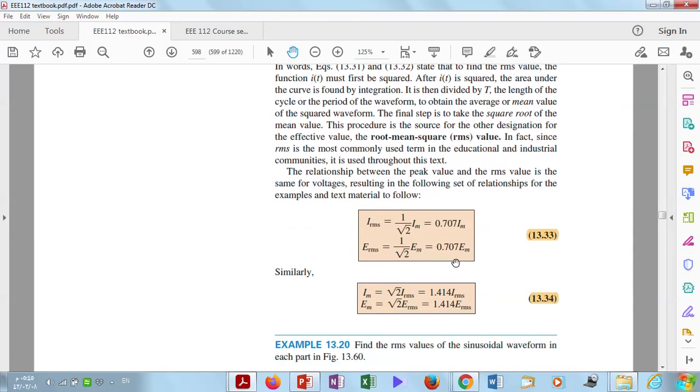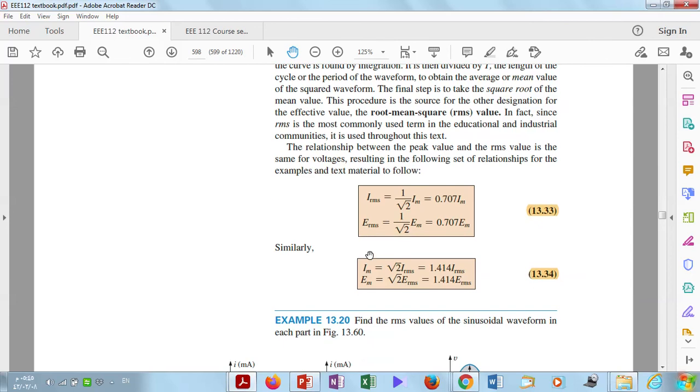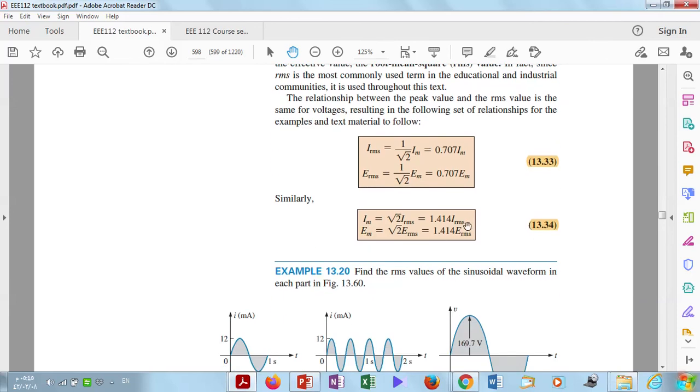Now we can conclude here. If you have the peak and you want to find the RMS, this is the relation: the value of peak divided by root 2, or multiply 0.707 by the peak, you will get RMS. And similarly for voltage. If you have the opposite, you have the RMS and you need to find the peak, it will be multiplied by root 2 or 1.414.